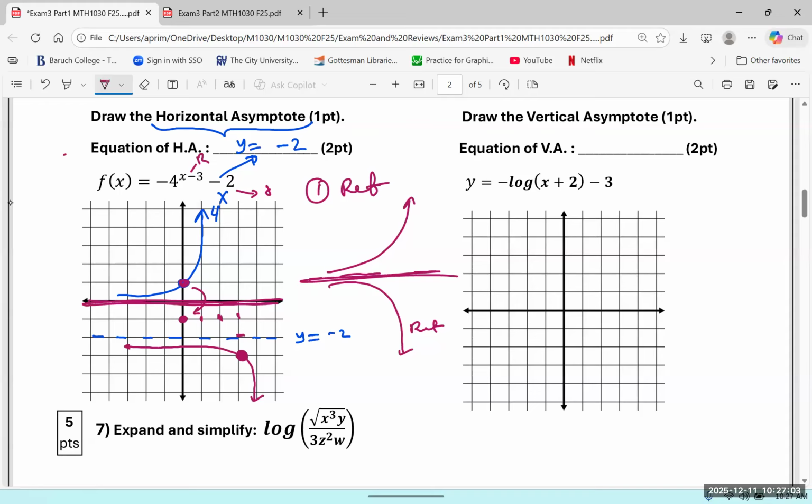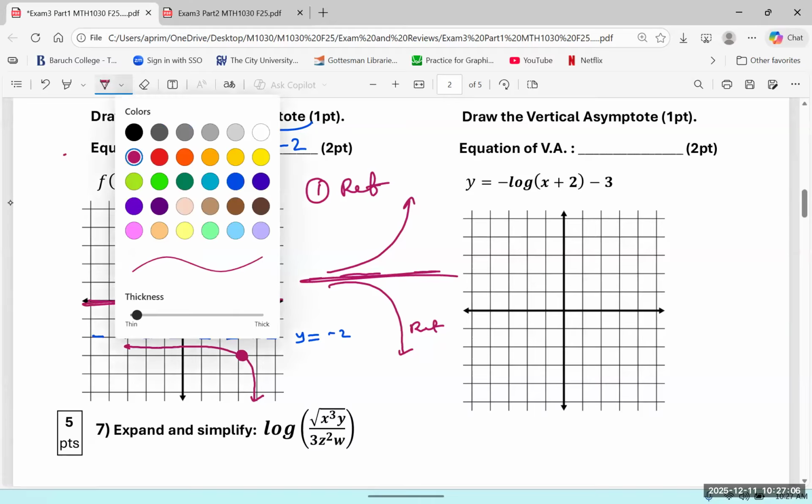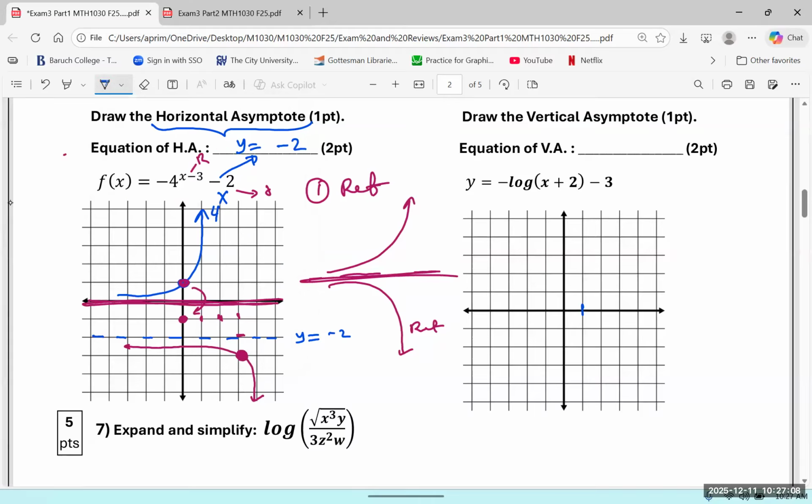For the log graph, log and exponential, they're inverses of one another. So if exponential has y-intercept 1, log has to have x-intercept 1. An exponential graph is increasing quickly. The log graph is increasing very slowly because they are reverse of one another, the opposite. Now, this x-intercept you have to move around.